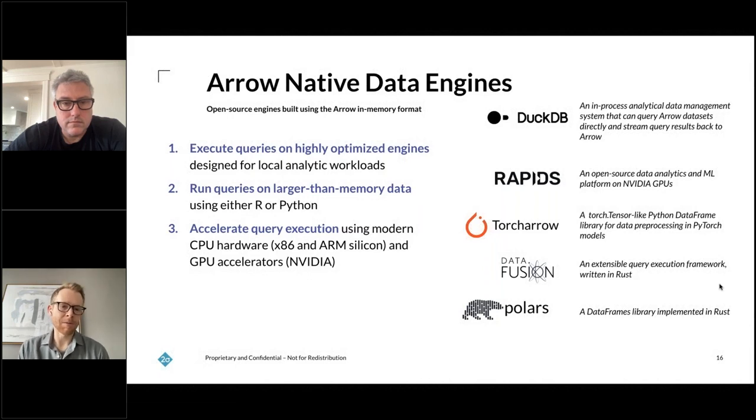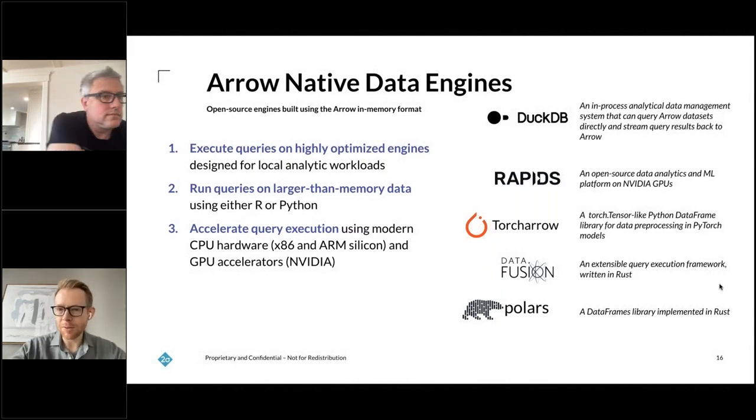We can also, by virtue of standardizing on an invariant memory format, utilize hardware acceleration much more easily, taking advantage of things like Rapids, which is NVIDIA's GPU acceleration library for analytics with Apache Arrow. Some of the projects that you may be familiar with, like Rapids, DuckDB, a new embeddable database engine, Data Fusion, Polars, these projects are being built targeting Arrow as a primary data format, and that's very, very exciting.